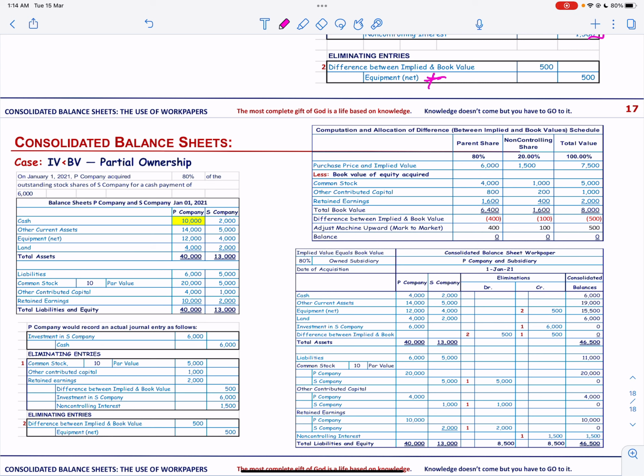In the consolidated balance sheet, you can see that since we have purchased it for 6,000, the cash balance is 4,000. Equipment has decreased by 500. The difference between implied value and book value has been counterbalanced, and that's why we have a balance of 0. The non-controlling interest is recorded in the balance sheet. So this completes our discussion on use of work papers in preparing the consolidated financial statements on the date of acquisition.